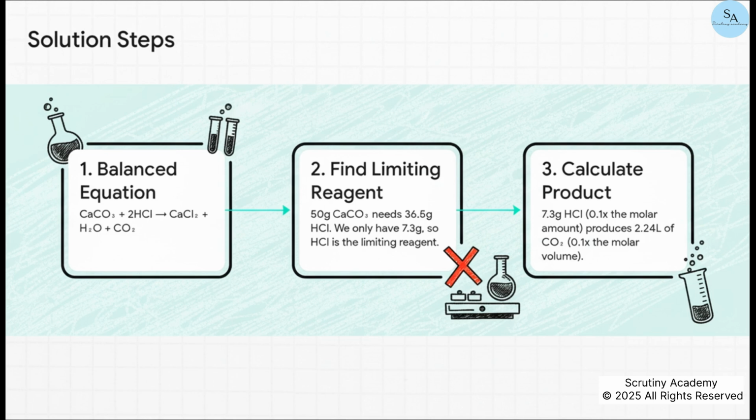Our calculation shows that for 50 grams of calcium carbonate, we would need 36.5 grams of HCl to react with all of it. But look at the question. We only have 7.3 grams. That means the HCl is our limiting reagent. It's going to stop the reaction early.